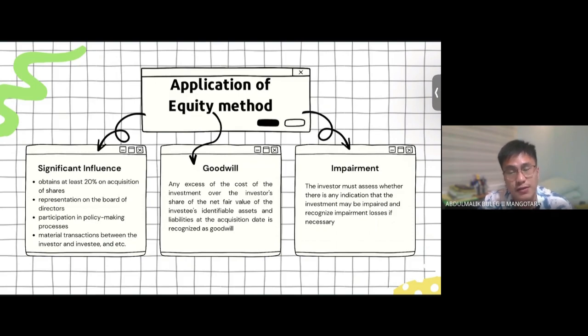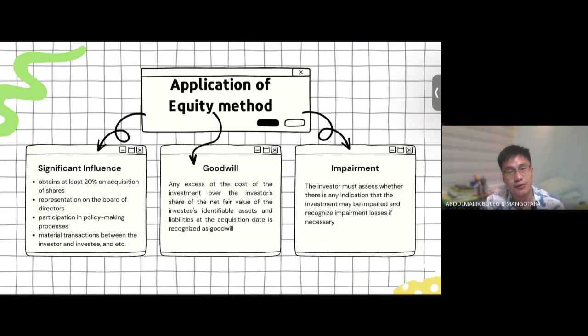So, say for example, if the carrying amount of the investment in Company B is 1 million pesos and the recoverable amount is determined to be 900,000, an impairment loss of 100,000 would be recognized since the carrying amount exceeds the recoverable amount. So that is the indication of the impairment.